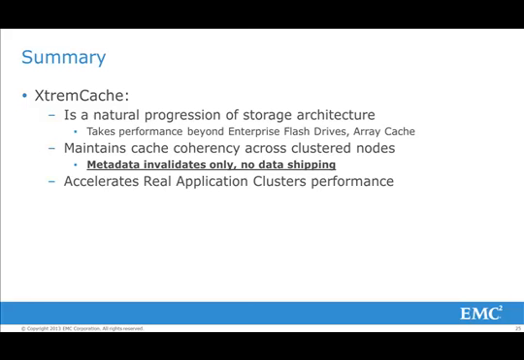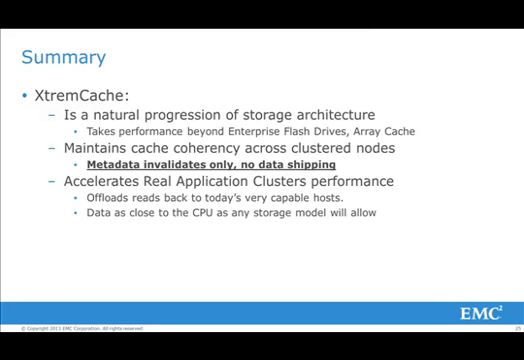And XtremCache accelerates Real Application Clusters performance. Of course it does. And the way it does that is by, as I said, offloading reads back to today's very capable hosts. And that keeps the data as close to the CPU as any storage model will allow. We're talking about a progression of storage here. This is still storage. These are cached blocks from LUNs. This is not in memory or any other such thing. This is accelerated storage. But the reason it works is because this product doesn't tax active transactions for cache insertions nor for cache coherency.